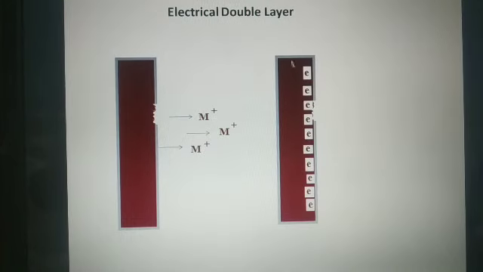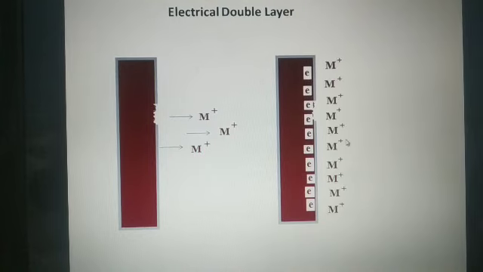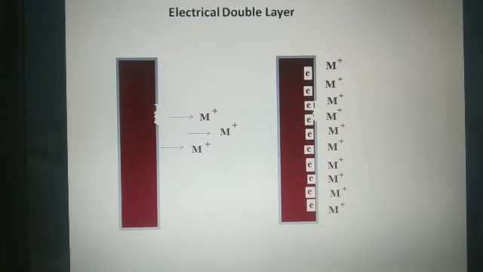The situation becomes so that electrons are left, present over the surface here, and the metal ions get collected near to the electrons. So this type of electrical double layer exists where the solid is in contact with the liquid.